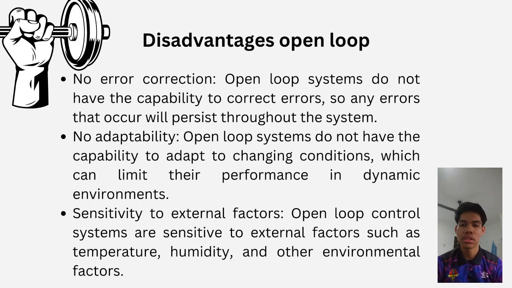Now, let's talk about the disadvantages of open loop. Firstly, no error correction. Open loop systems do not have the capability to correct errors, so any error that occurs will persist throughout the system. Second, no adaptability. Open loop systems do not have the capability to adapt to changing conditions, which can limit their performance in dynamic environments. Lastly, sensitivity to external factors. Open loop control systems are sensitive to external factors such as temperature, humidity, and other environmental factors.